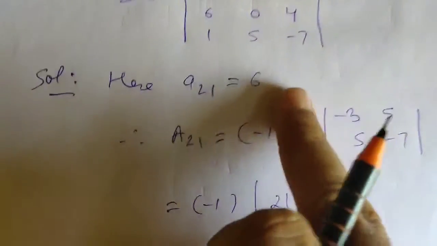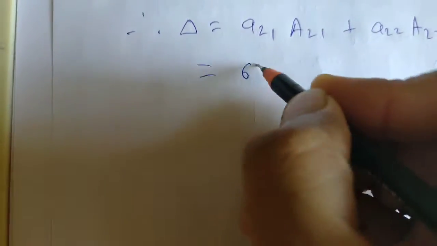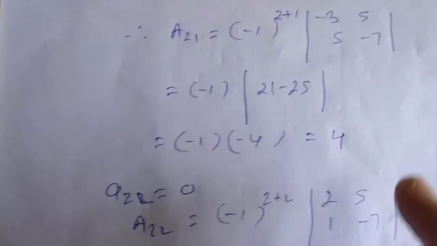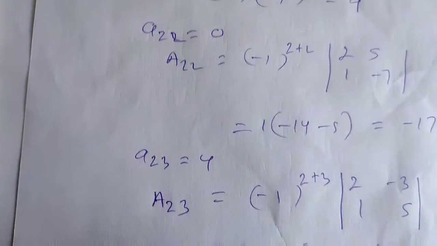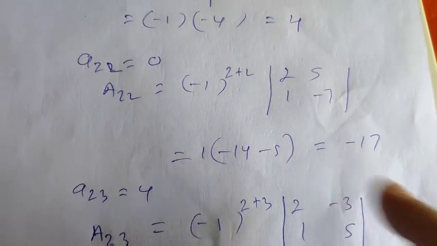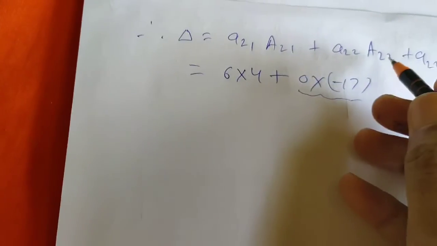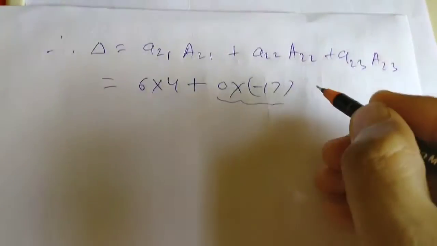A21, what is A21? 6. So we'll write here 6 into, what is the cofactor of 6? That is 4. So 6 into 4, plus A22 is 0, into A22 is 0 and its cofactor is minus 17. That is minus 17. This is why I told you, even if you do not find the cofactor of A22, you will still get the answer, but this may not be true every time.